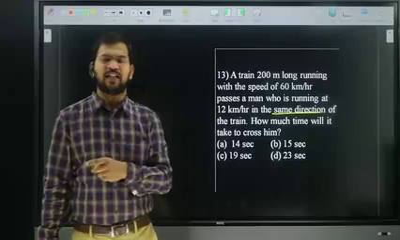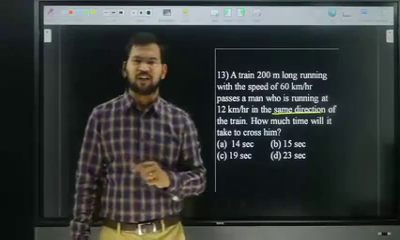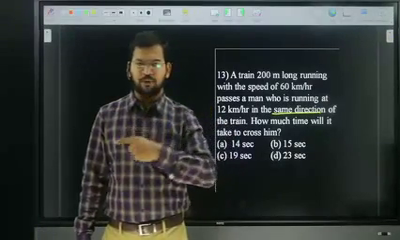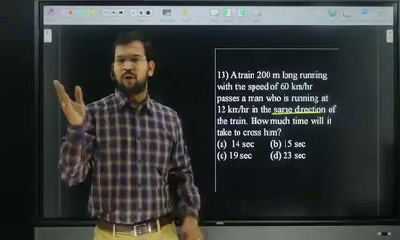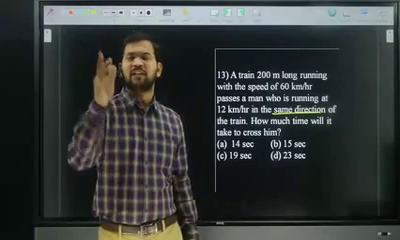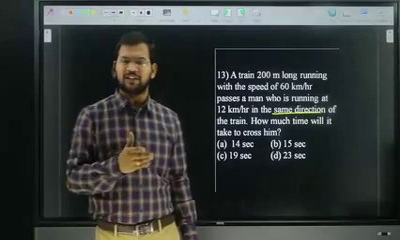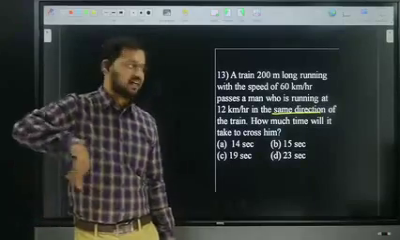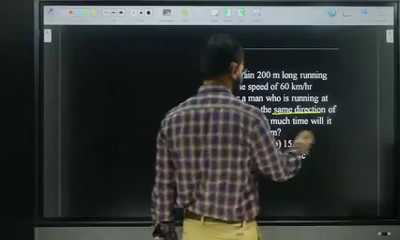48 times 5 is how much? 48 times 5 is 240. 200 by 240 into divided by 18. So look at me, all of you here. 6 ones are 6, 6 threes are 18... your answer is 15. Option B is the right answer.